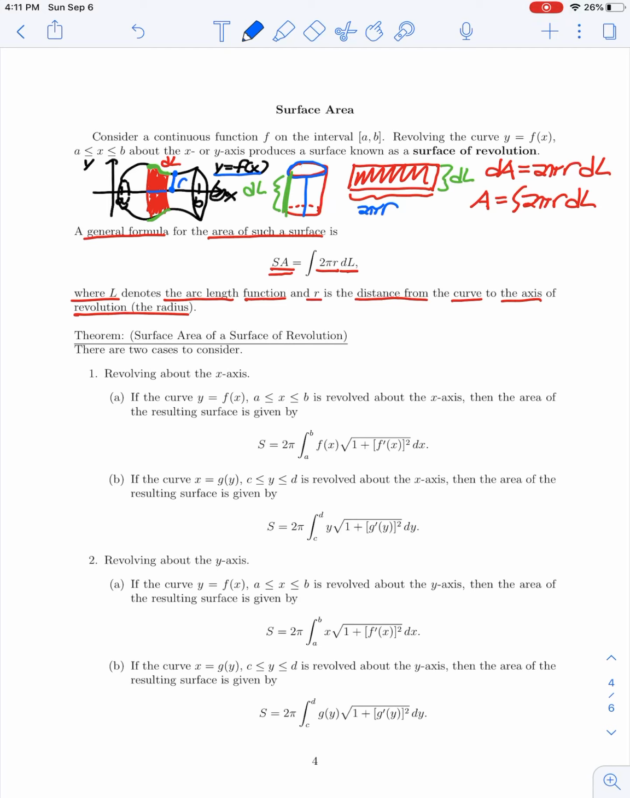So now that we've derived this generalized formula for the surface area of a surface of revolution, let's look at a theorem where we will consider all of the different cases of revolving a curve around either the x or the y-axis. So this theorem will give several formulas for the surface area of a surface of revolution. So overall, there are 2 primary cases to consider.